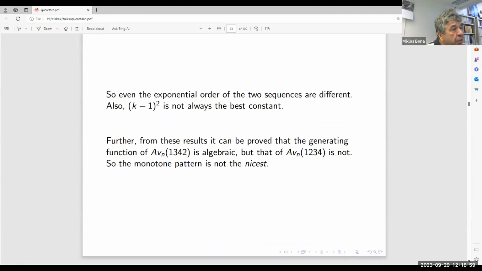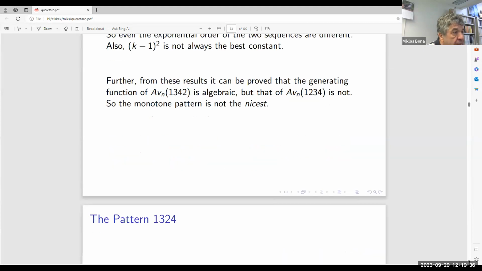It can be proved also that my generating function is algebraic, but that of Ira Gessel is not. Essentially, well, it doesn't grow in the right way. It's an exponential over a polynomial, and that cannot be algebraic. Whereas mine is an exponential over n to the 2.5, and that can. And it is, in fact. So the monotone pattern is not the nicest. It's not only not the easiest or hardest to avoid, but it's also not the nicest in terms of leading to a nice generating function.